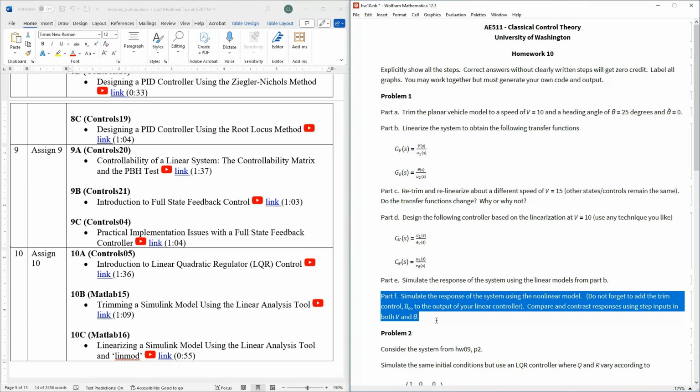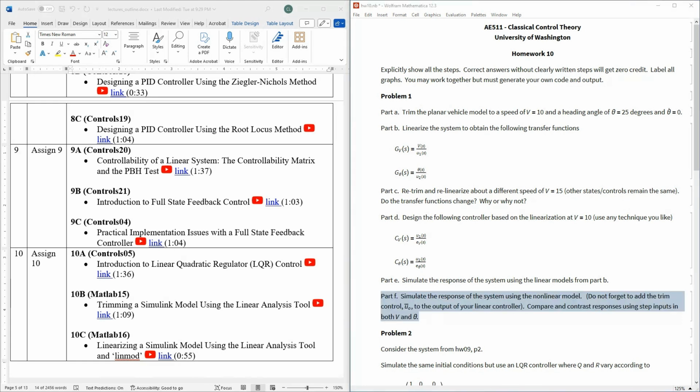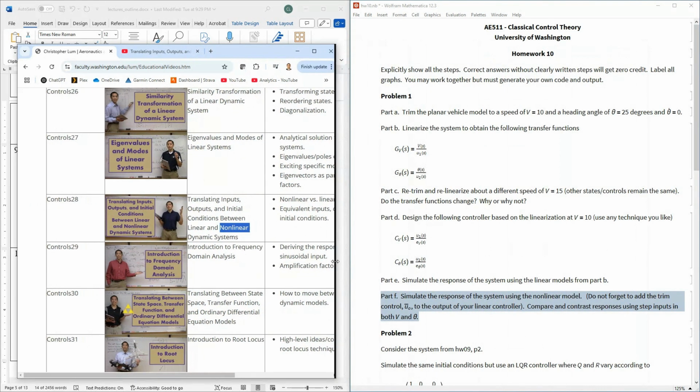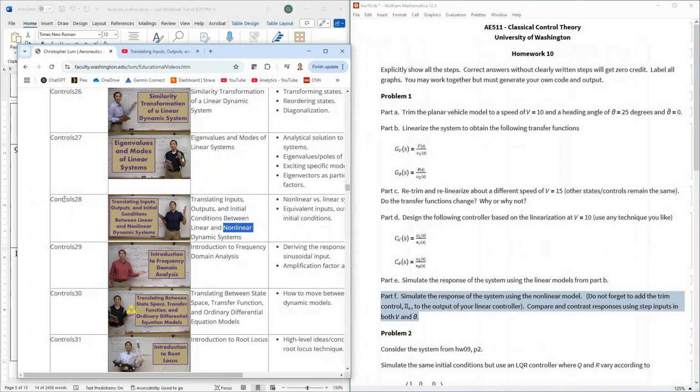So this is something that, again, let me point out that we do have a separate optional video that might help you. This is the Controls 28 video, where I talk a little bit about how to translate between linear and nonlinear systems. So you might want to look at that. Again, for those of you who have taken my flight mechanics class, we've already talked about this. So you've already seen this discussion if you took the flight mechanics class. But if not, feel free to check this out.